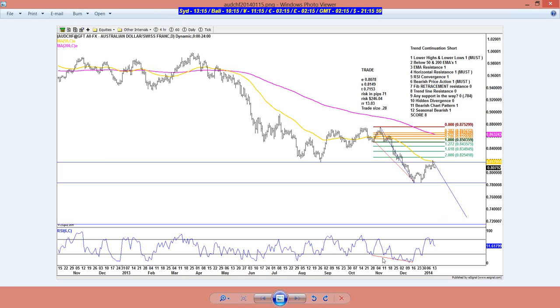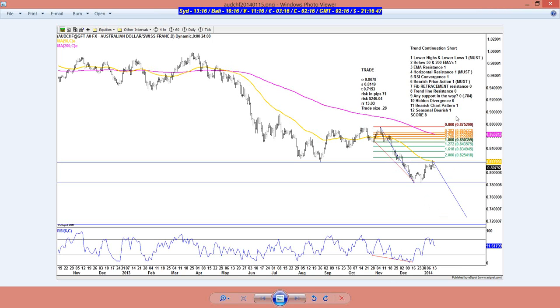So the red is showing something that's convergent. A bit of divergence across these bottoms here, and Class A divergence here as well. Lower highs, below resistance, yes. Horizontal resistance, yes. Convergence. Well, there is, but you haven't noted it in your analysis. Bearish price action, yes. Fib retracement resistance. Well, there is, if you draw it properly. Trendline resistance. Not really. If you link these highs and that high, you're going to miss it. So you said no, that's good.